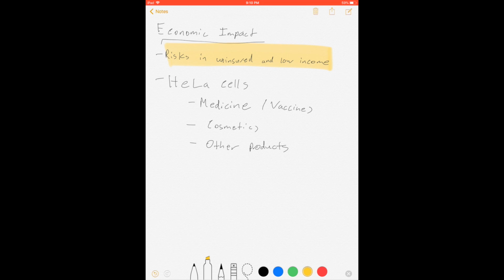Another major contribution that cervical cancer has are the HeLa cells. These cells are basically cervical cancer cells that are immortal and are constantly replicating. They've been used in development for a variety of things, such as medicines and vaccines, the most notable one being the polio vaccine. They're also used to test other products that humans use, such as cosmetics.